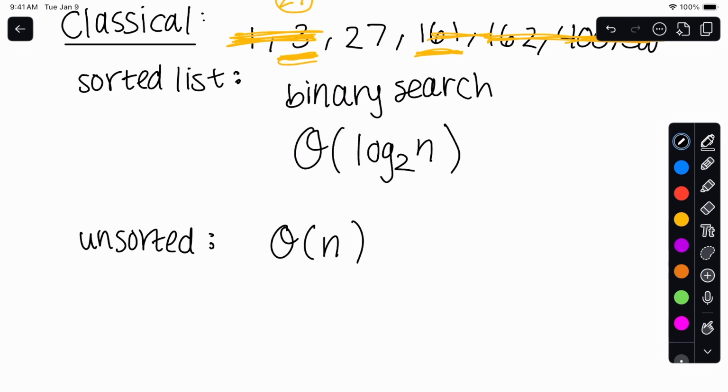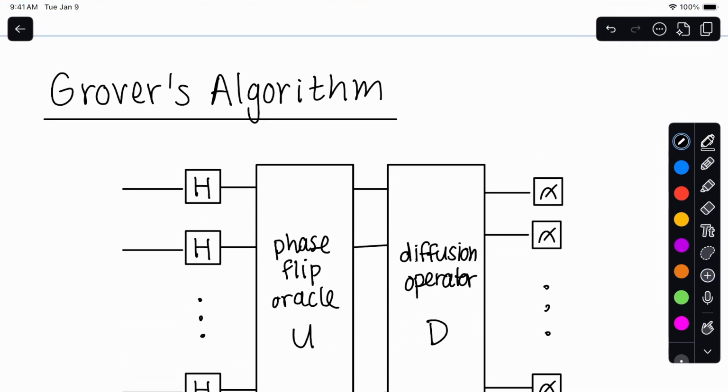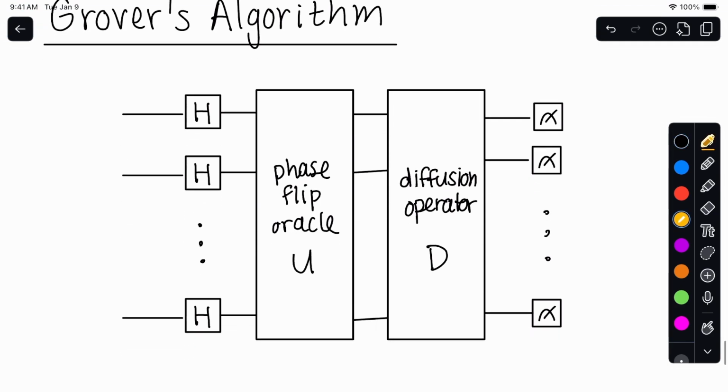So now let's see how Grover's search algorithm can speed this up and give us better than order n for searching through an unsorted list. So here is Grover's algorithm. It has all the pieces that we're already quite familiar with. So the first thing that we're going to do is we apply a Hadamard to every single qubit, and that puts us in the equal superposition state. So then at this point in the circuit, we would be in that state S.